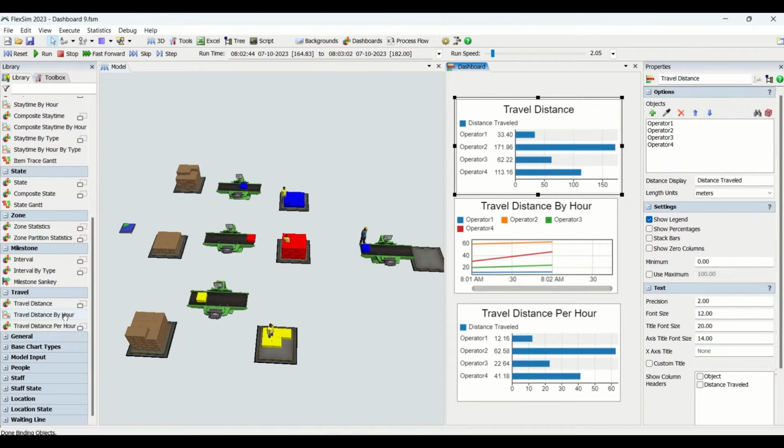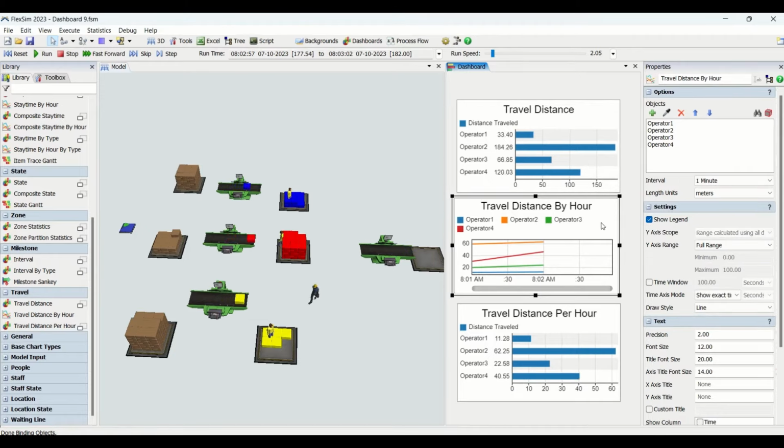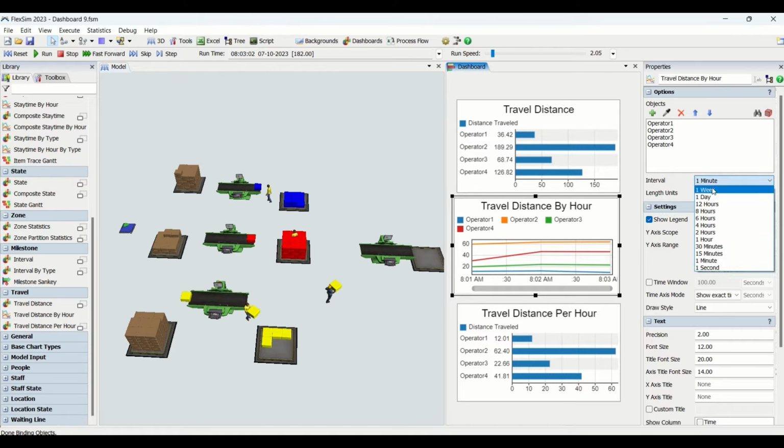There is another graph in this section, that is travel distance by hour. By hour you are going to get a line chart for every interval which you have assigned here. This graph would be travel distance by minute, but if you change the interval to hour, you are going to get the same. Our interval we have changed to minute and the length units are in meters.